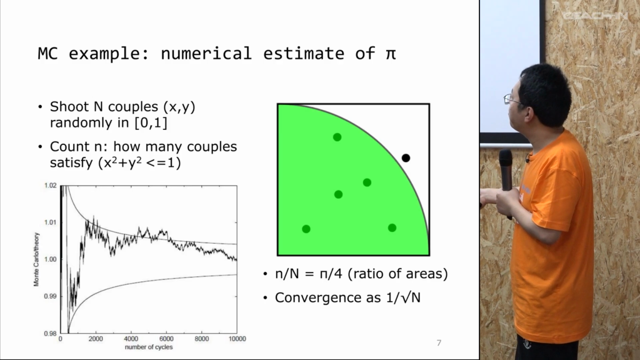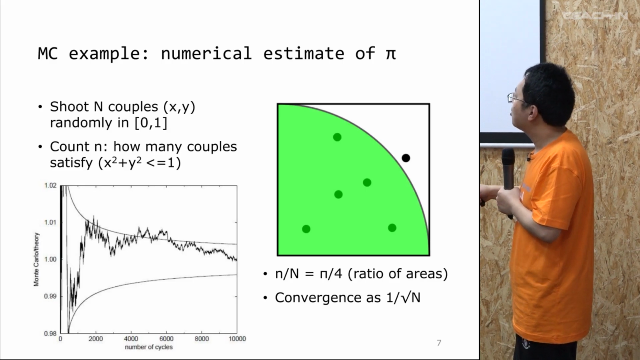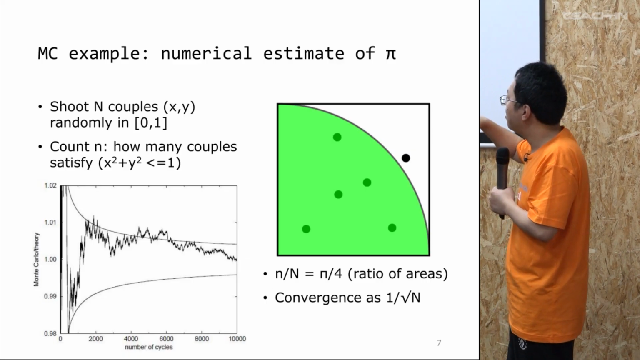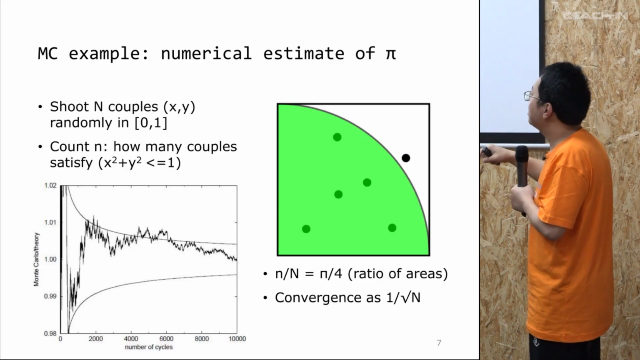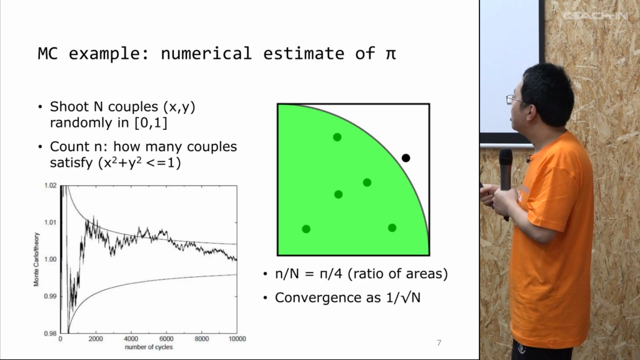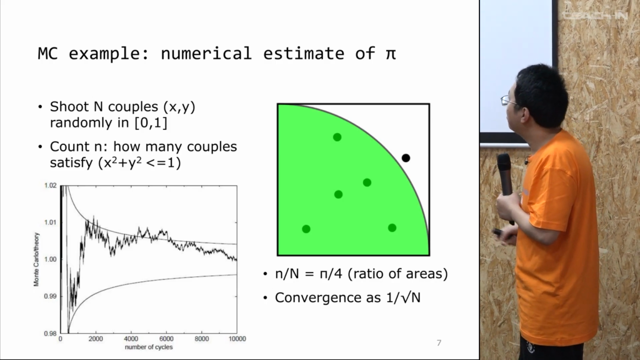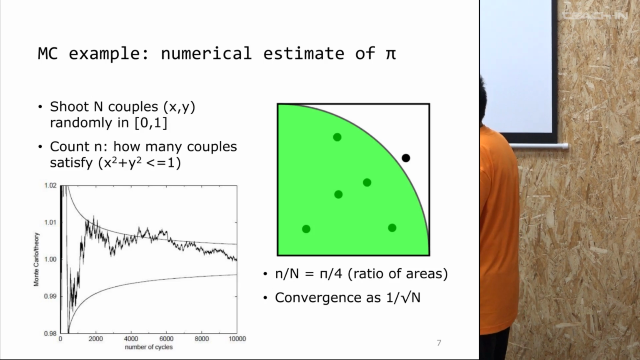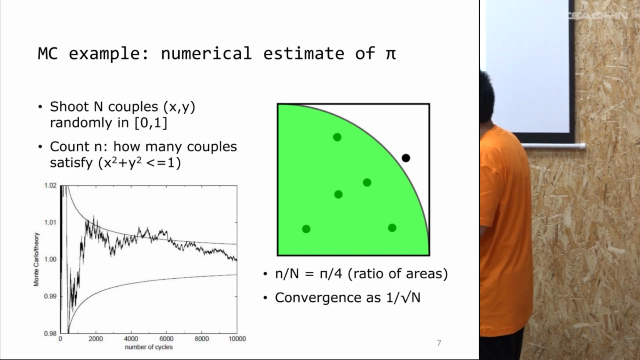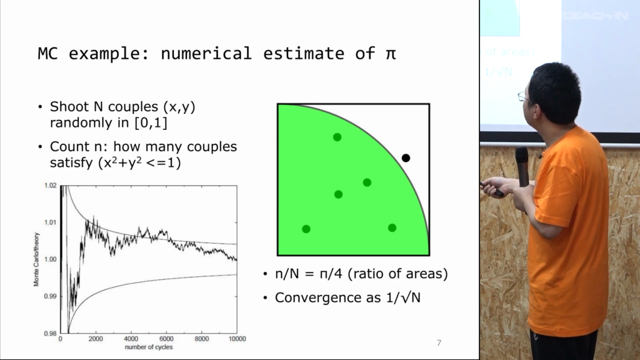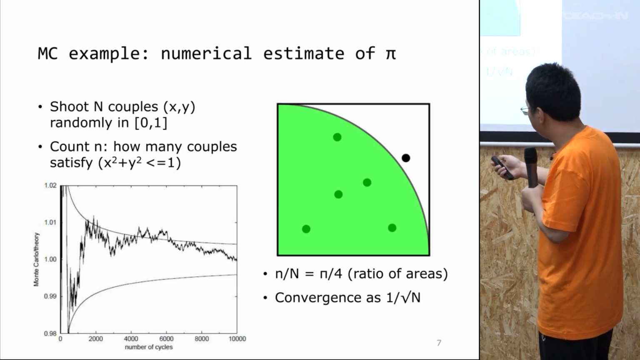At the beginning, it has not converged. You can see a very big fluctuation. But if you have more and more shots, you will get a converged result. You can see this is the Monte Carlo result over the theoretical pi. You can see it's almost close to 1.